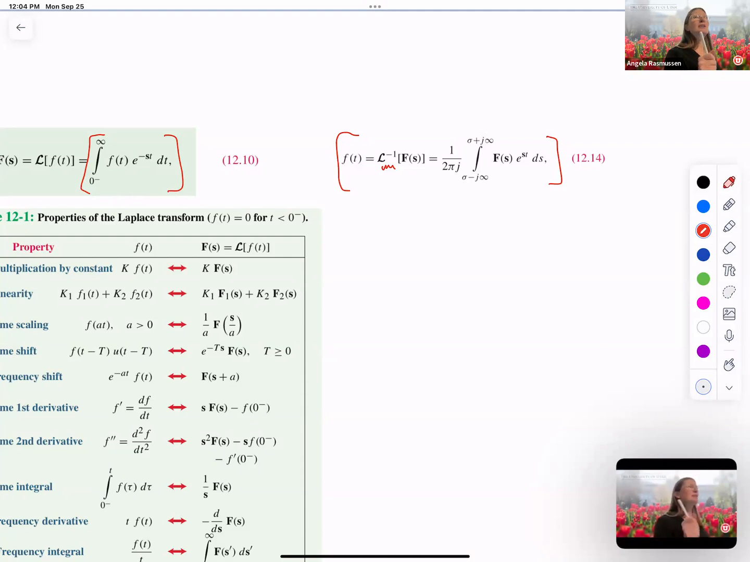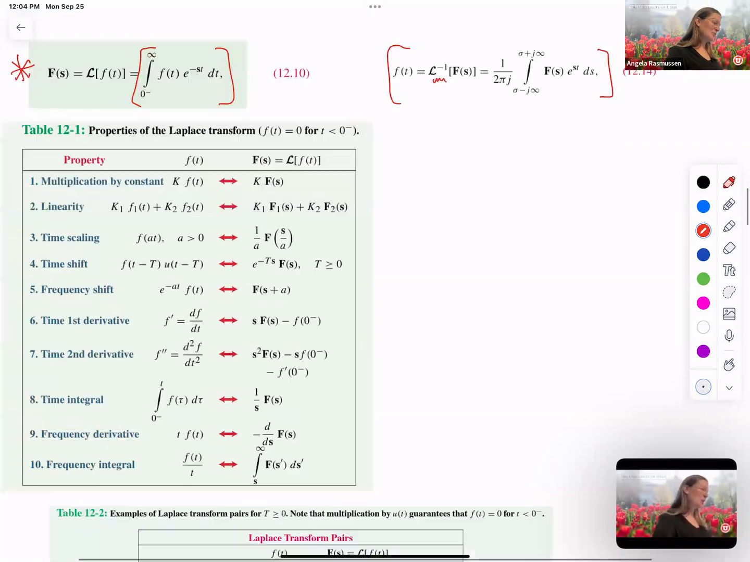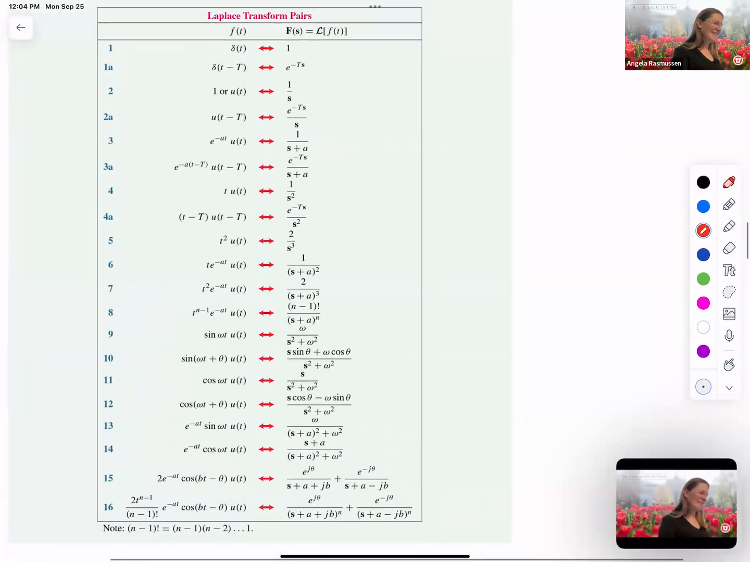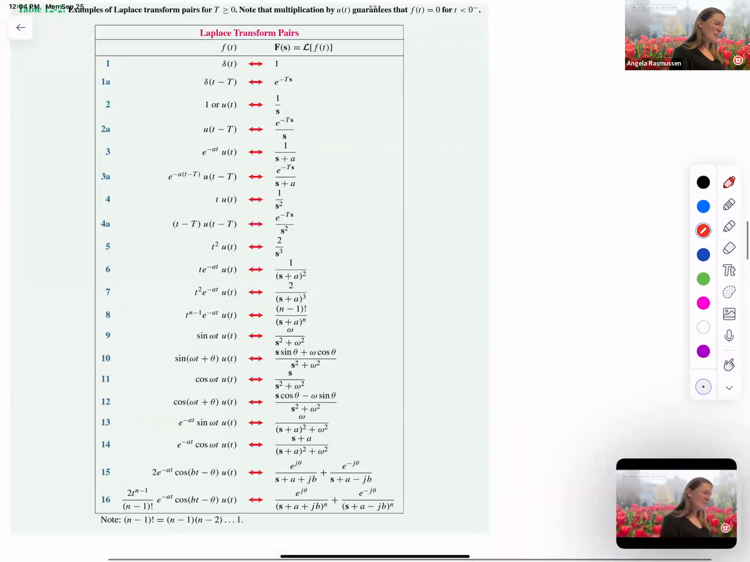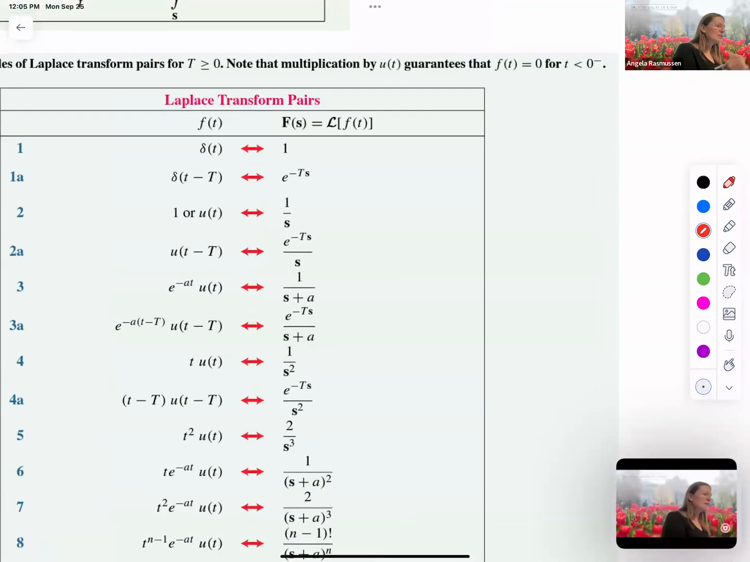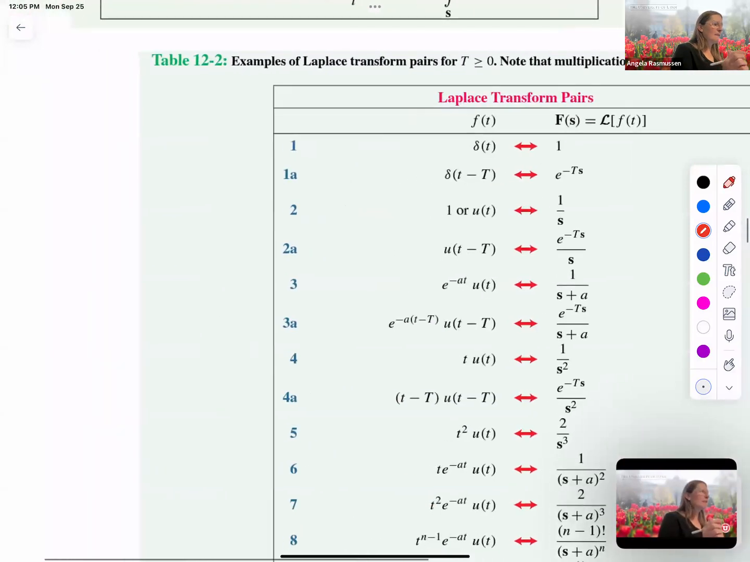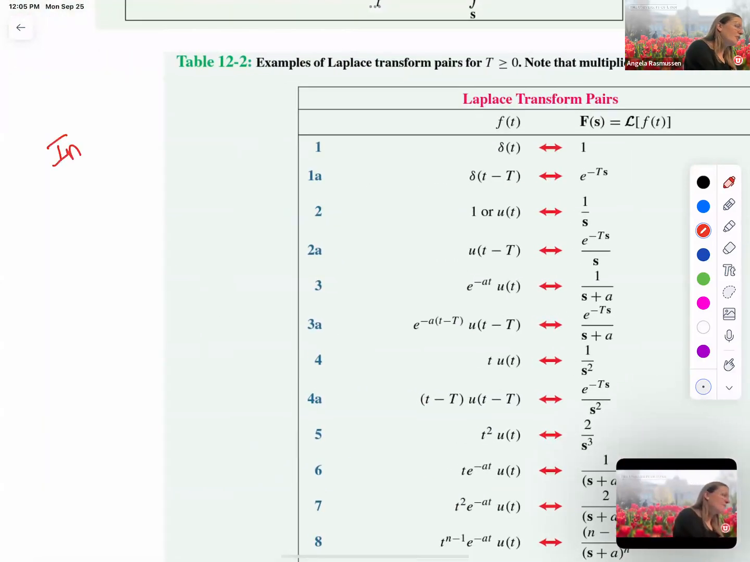I am not going to make you do these integrations. So we look at tables, Laplace transform pairs. Let somebody else do that. Let the computer do that. So this is what we're going to use. So it will do your integration for you. Just use the pairs. So you know that delta t, do you guys know what delta t is? It's called the impulse function.